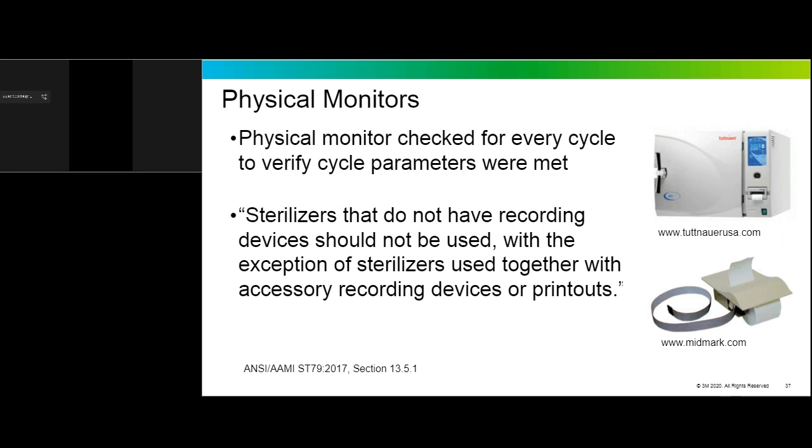By physical monitors, we mean that you should be checking the sterilization cycle printout after each cycle. Did you run the cycle you intended to? Most of these sterilizers have many programs available on them. Did you run the one you wanted to? And AAMI does say that sterilizers that don't have recording devices should not be used. And of course, nowadays, that might be an electronic transfer of the data. That's perfectly acceptable. So you need to have some method of checking the parameters, either a printout or through a USB or something.